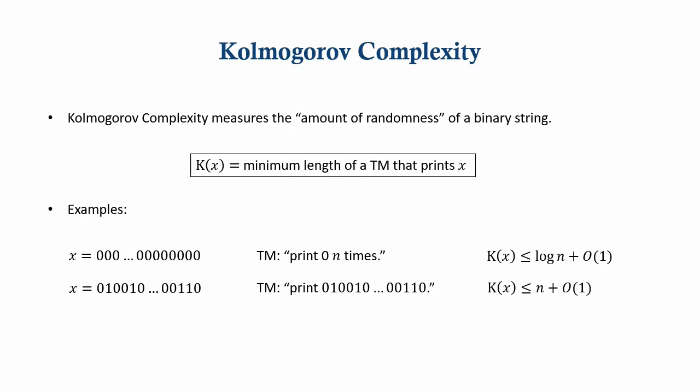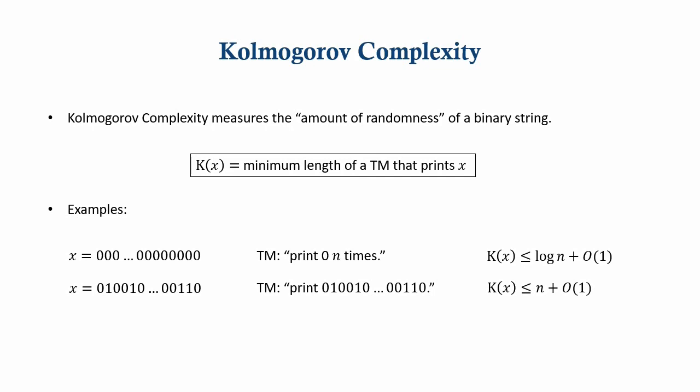For example, if x is the string that has n zeros, then to print this string, we can use the Turing machine that prints 0 n times. And to describe this machine, we need to specify the number n, and this can be done using log n bits. Then the size of this Turing machine is log n plus some constant. So the Kolmogorov complexity of x, in this case, is at most log n plus O of 1.